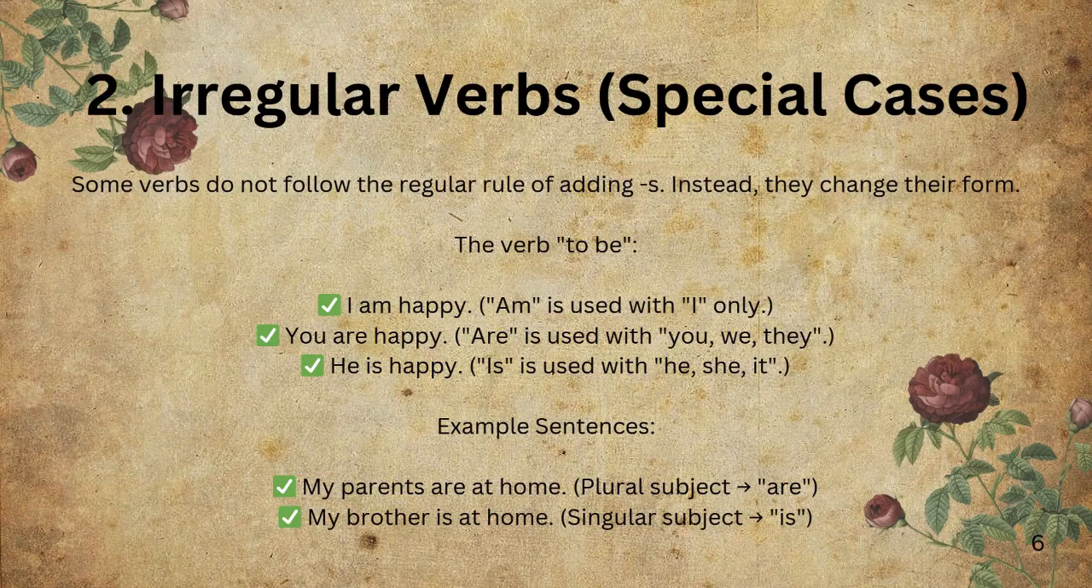Now let's practice using the correct verb forms in the present simple tense. Pay attention to the subject of each sentence. Does it need an S at the end of the verb? Let's fill in the blanks together. Firstly, I want a cat. What is your answer? Yes, good. Want.